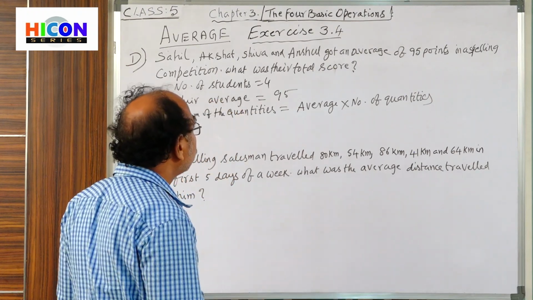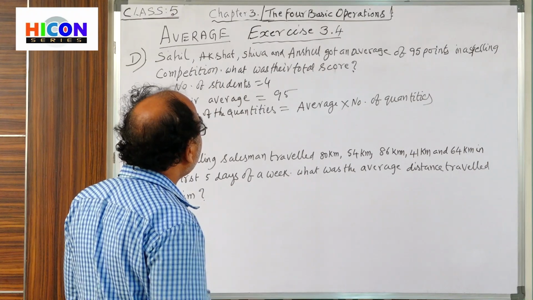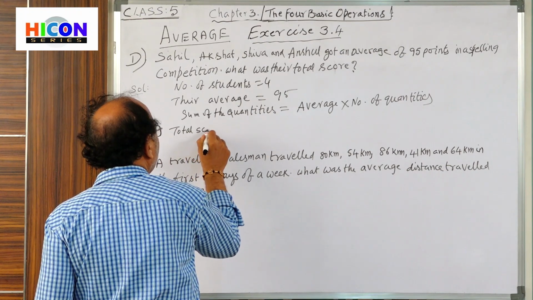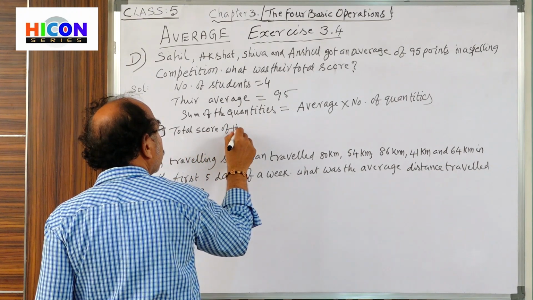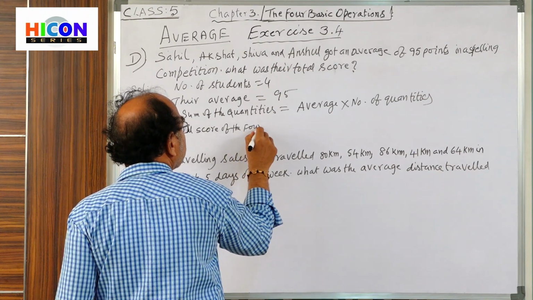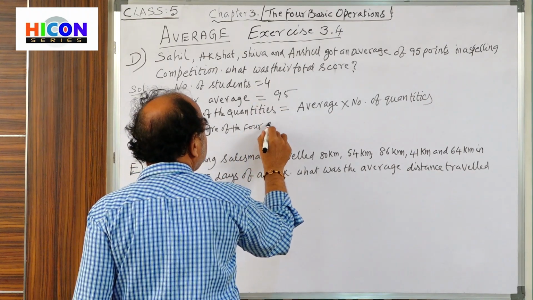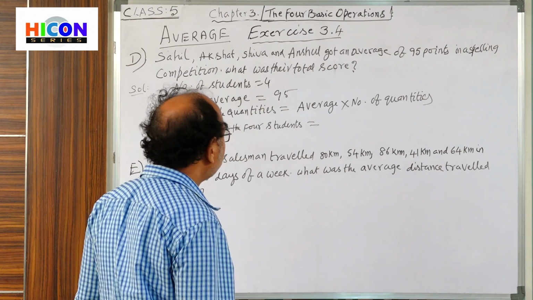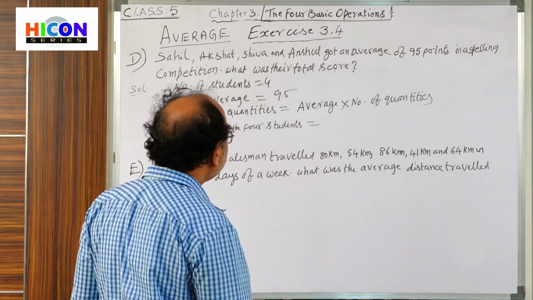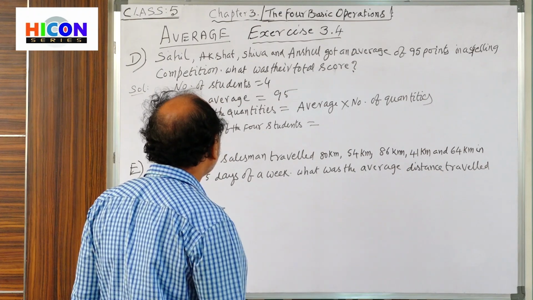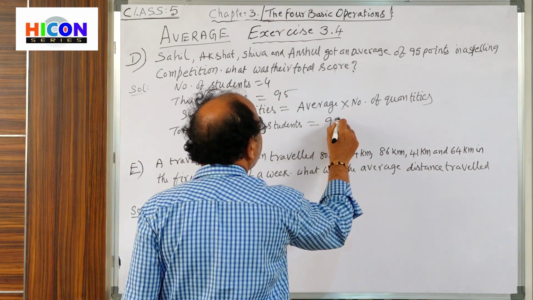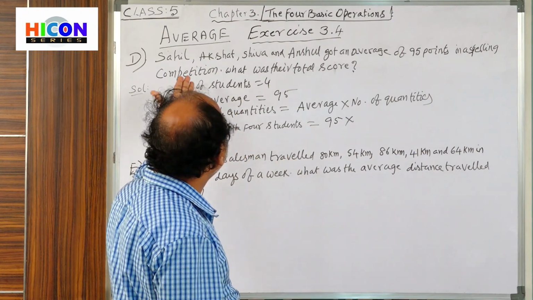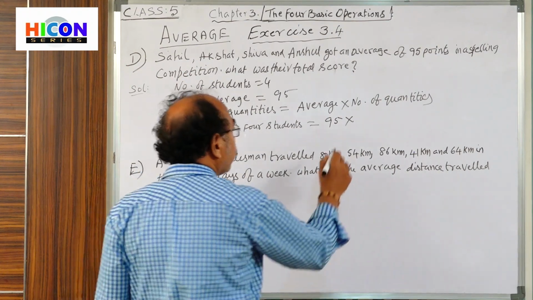So here, how can you find the total score of the 4 students? So you write here, total score of the 4 persons or students, 4 students, is equal to average into number of quantities. Average, what is the average here? 95. Number of quantities, that means here number of students. How many students? 4 students. So here into 4.